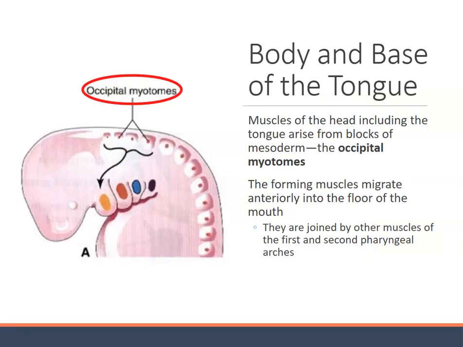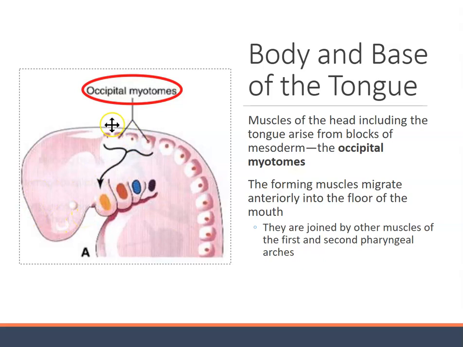Now, when we're looking at the tongue and the head, the muscles of the tongue and the head actually come from the spinal cord, from these myotomes, which are like portions of the spinal cord. This is known as the occipital myotomes. It goes into the first and even the second pharyngeal arch, and it develops all the muscles for the head and tongue.